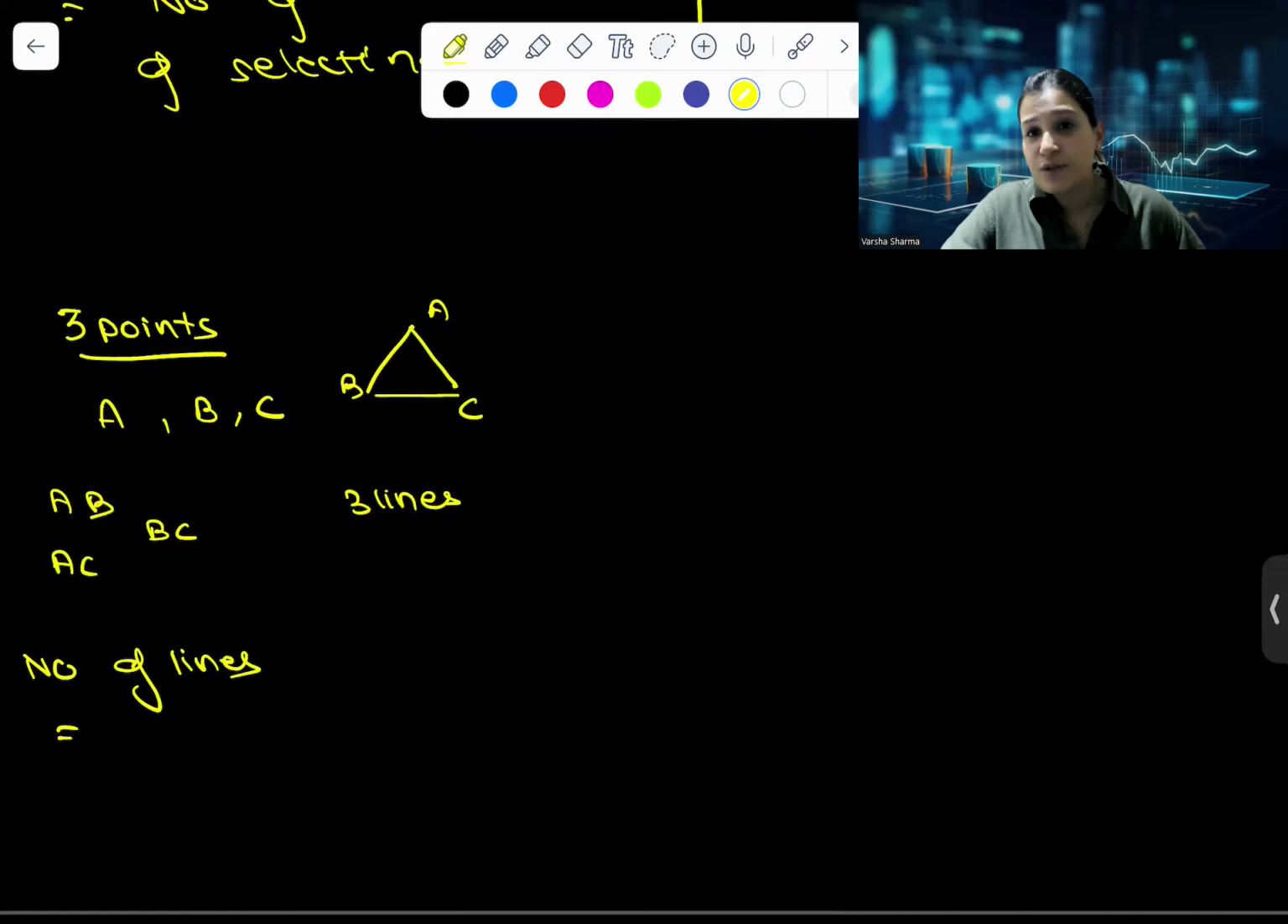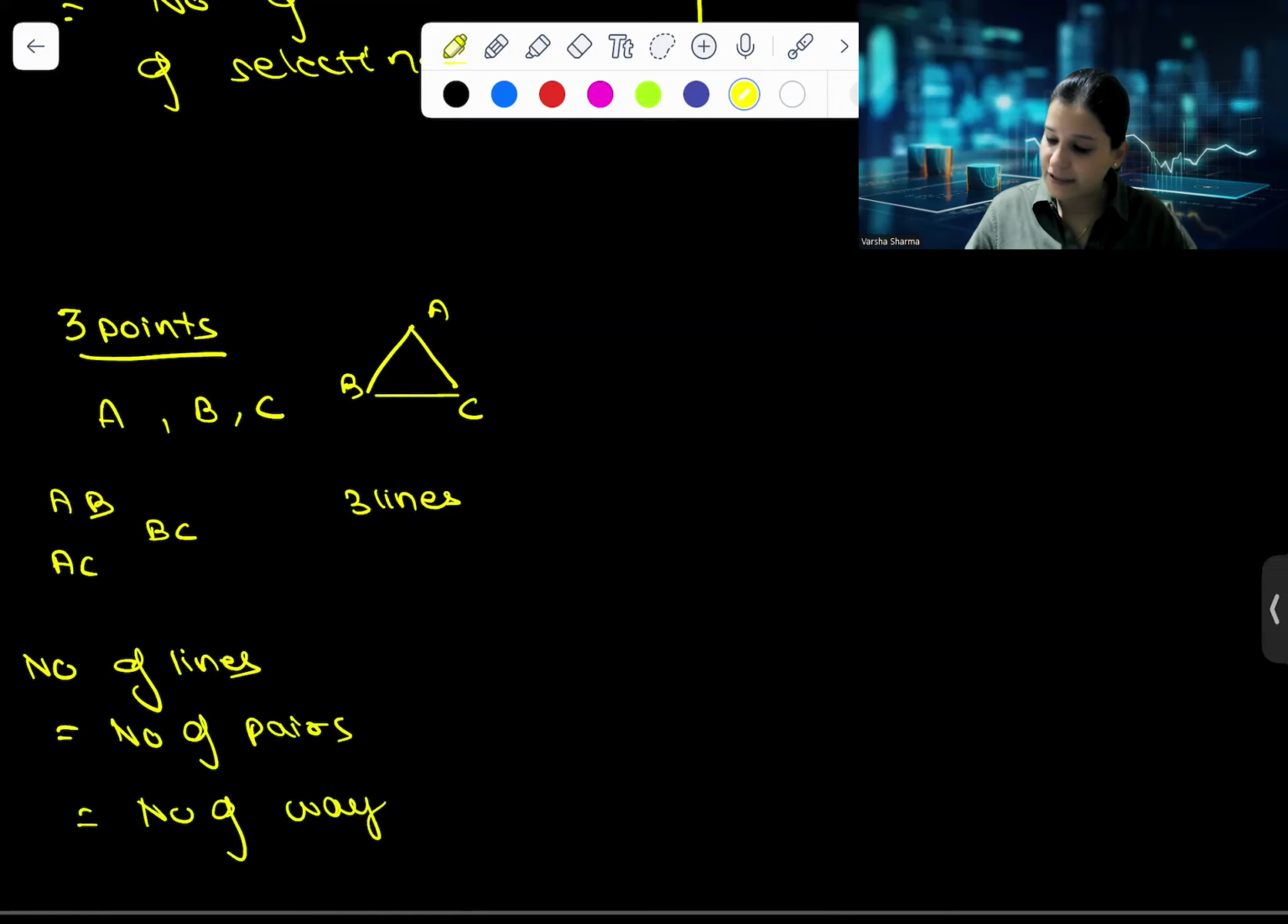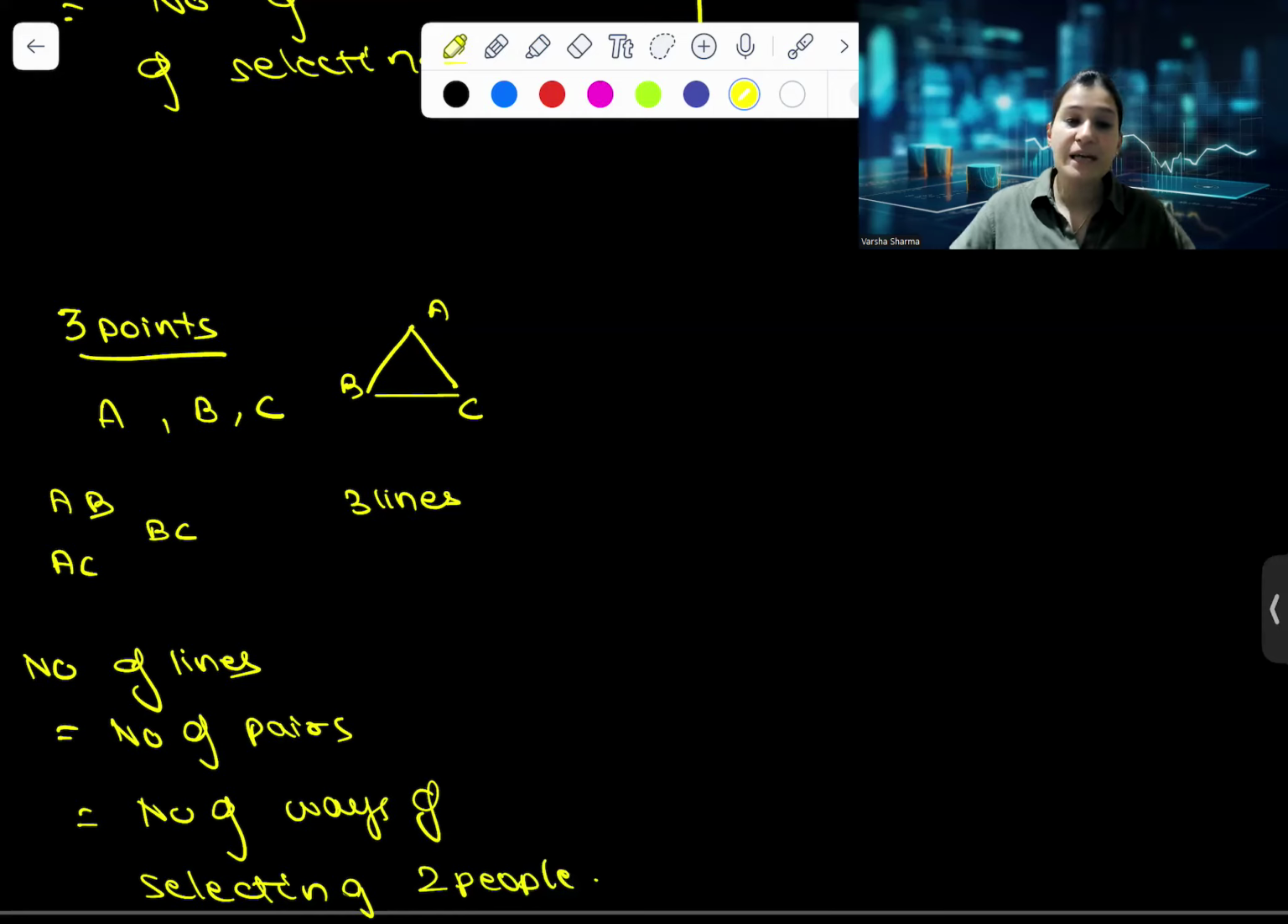So isn't it very similar to handshakes? Number of lines and number of handshakes are both basically the number of pairs. That is the number of ways of selecting two people. So if I have 3 points and I want to select 2 points for a line, out of three, choose 2 points. So the answer would be the same as 3C1, that is 3.